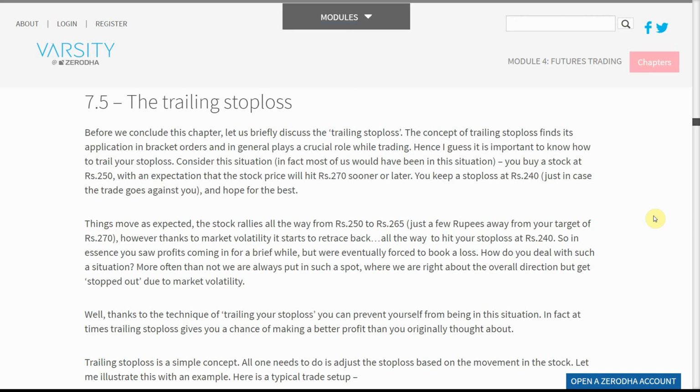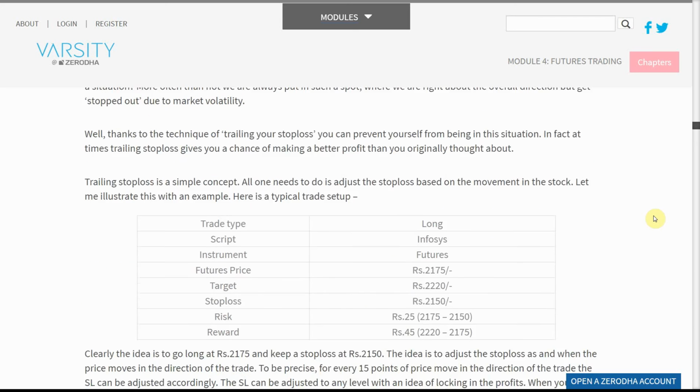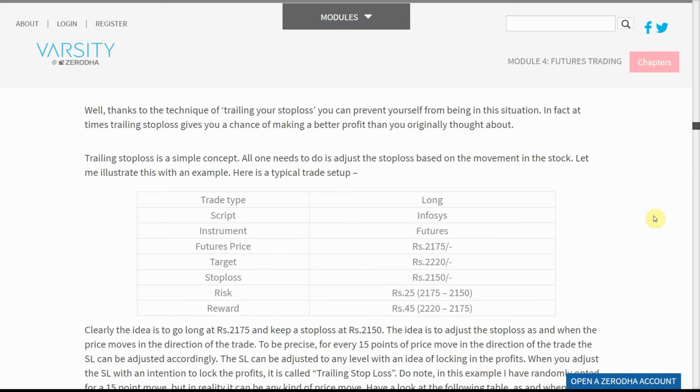More often than not, we are put in such a spot where we are right about the overall direction but get stopped out due to market volatility. Well, thanks to the technique of trailing your stop loss, you can prevent yourself from being in this situation. In fact, at times, trailing stop loss gives you a chance of making a better profit than you originally thought about. Trailing stop loss is a simple concept.